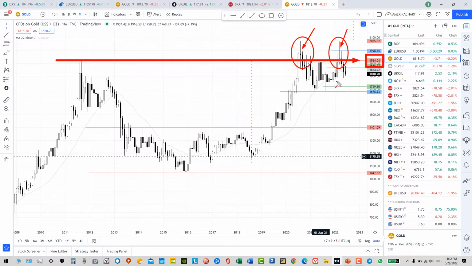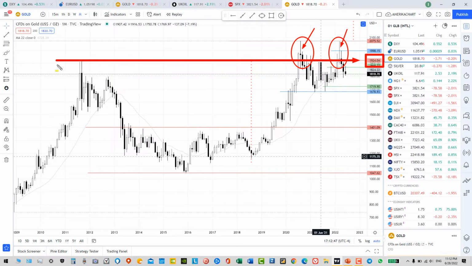Of course, as long as the gold closes below this monthly resistance, which is 1924, the environment over the long term is bearish and the structure of the metal is under severe selling pressure.